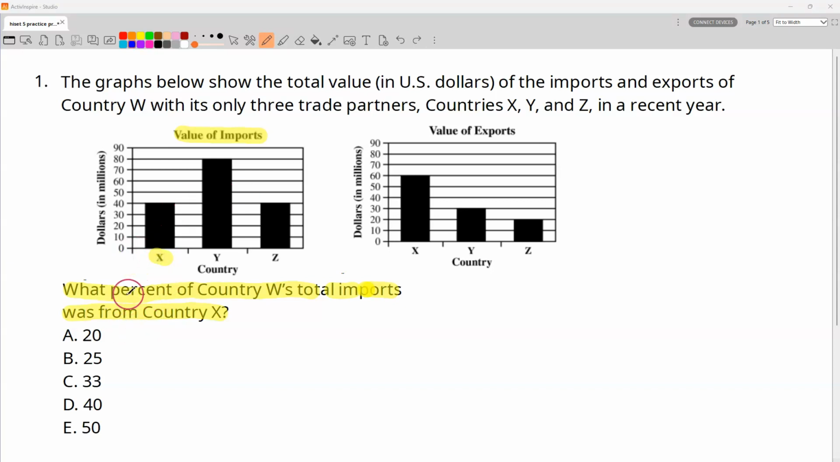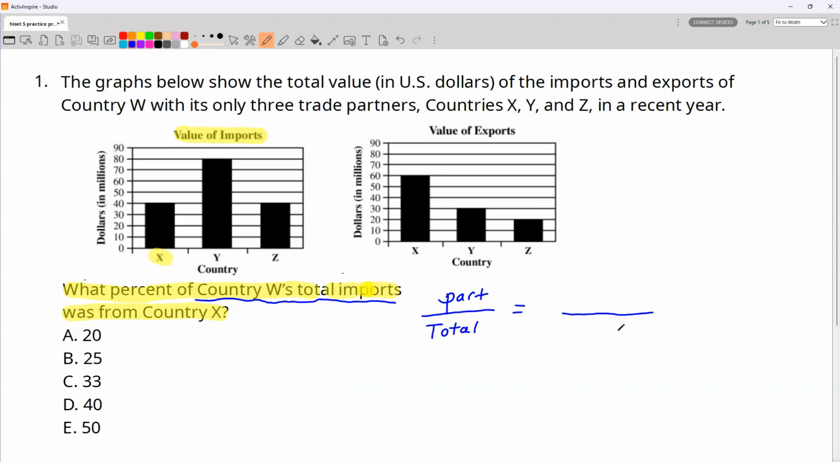Now, when you're thinking of percents, you want to think the following. Hopefully this helps. You want to think part over total. It's one way to look at it. A percent is a ratio. It's going to be a comparison between two things. So let's see. What are we trying to figure out? It says, what percent of country W's total imports? So what I need to do is figure out on the bottom the total imports from country W. And I'll put that on the bottom.